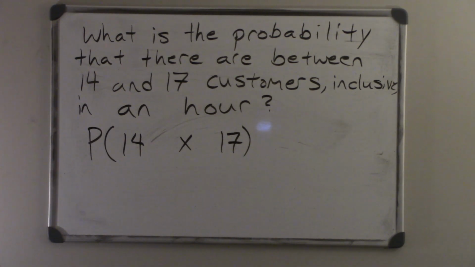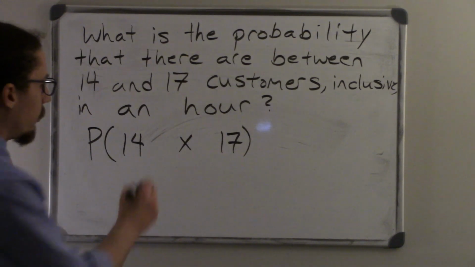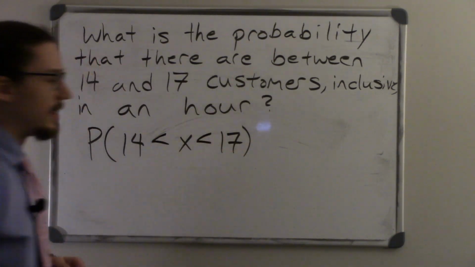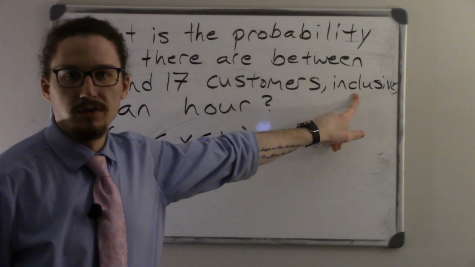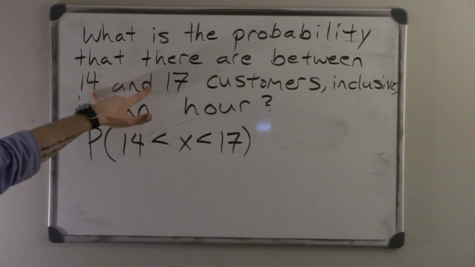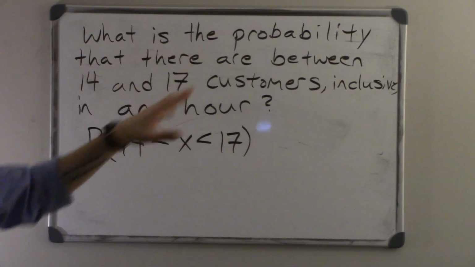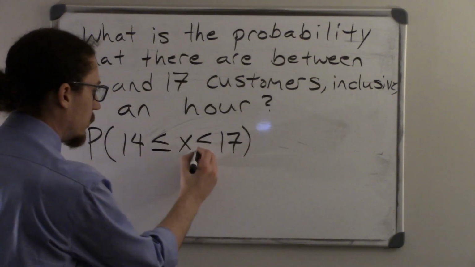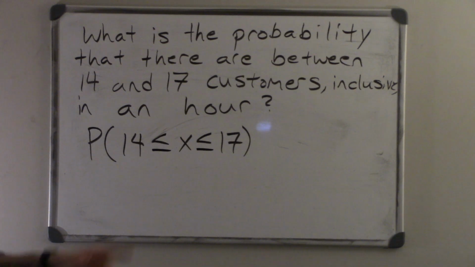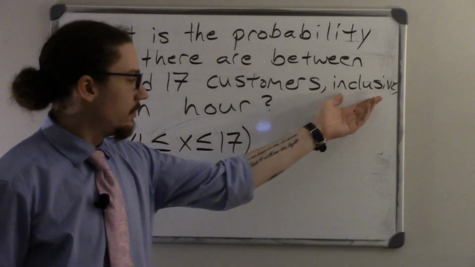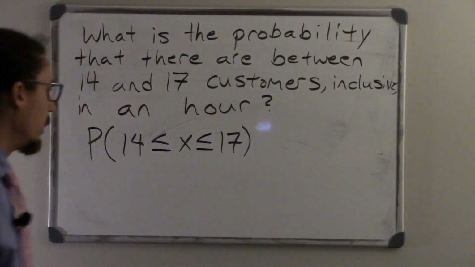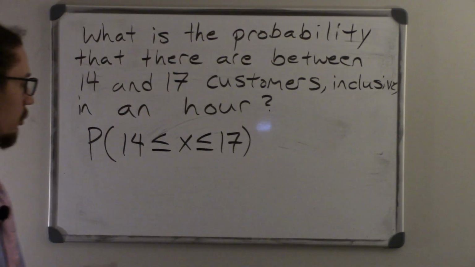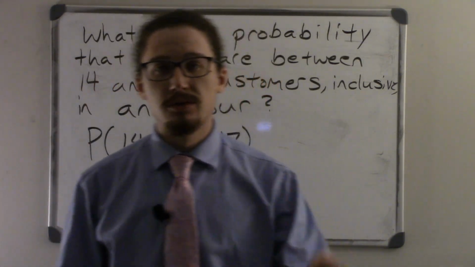Then we need to decide which inequality symbol to use. They're both going to be less than, that's the standard. But we also have this inclusive, which says we include these endpoints, so 14 and 17 are included. When we have inclusive, we use less than or equal to: 14 less than or equal to x, less than or equal to 17. If it said exclusive, we would just use less than and not less than or equal to.